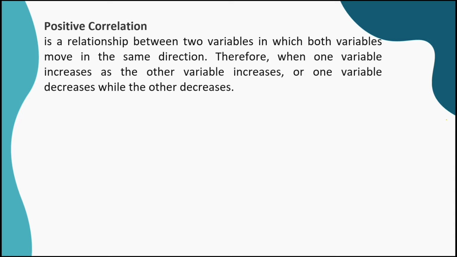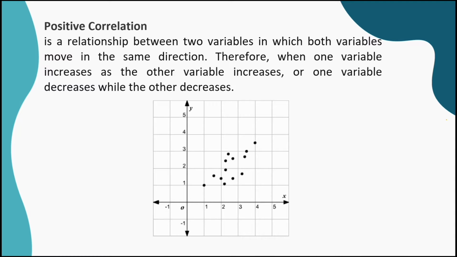The first is positive correlation. It's a type of relationship between two variables in which both variables move in the same direction. Therefore, one variable increases as the other variable increases, or one variable decreases while the other decreases.